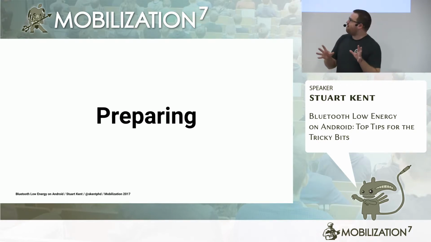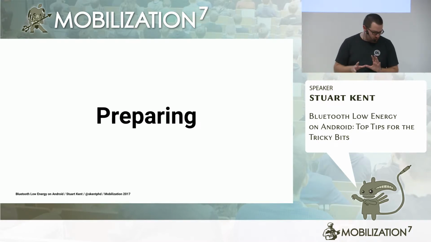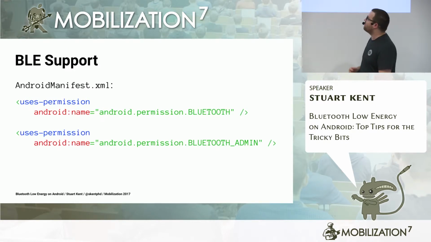Okay, so we've planned our application and we know what we're aiming to do. The next thing we should do is probably prepare, and what I mean by that is, first of all, check that we have the capability to support BLE on a phone. One of the things that we'll need to do in our manifest is declare the permissions that we require. So Bluetooth and Bluetooth admin.